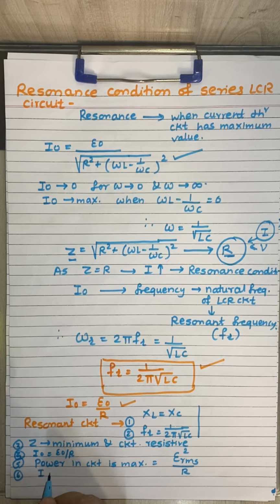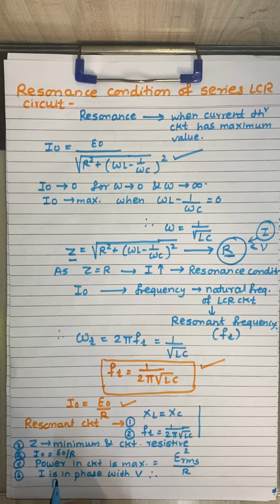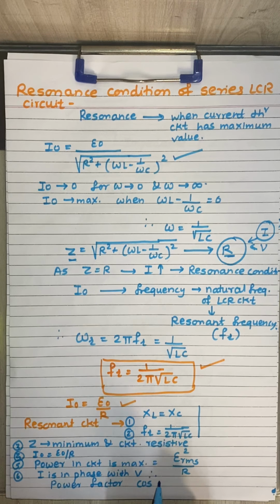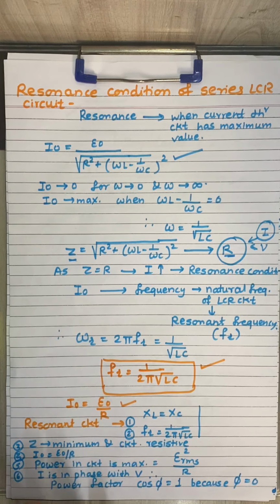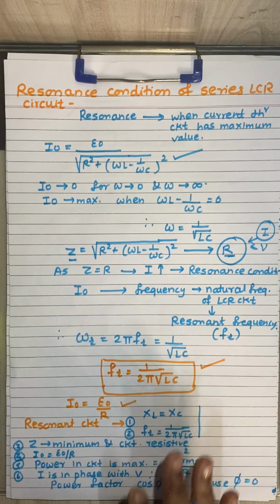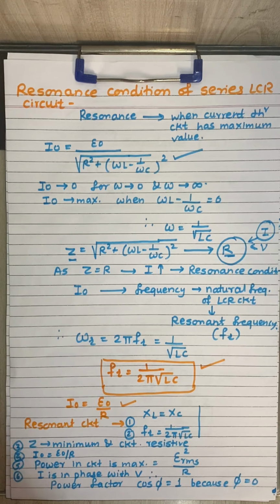So the current is in phase with the voltage. Therefore the power factor cos phi is equal to 1. Why is it so? Cos phi is 1 because phi is equal to 0. These are some of the important points considered for the resonating circuit, and some extra points are there. We are going to give the notes, and you just have to read those particular cases. Thank you.